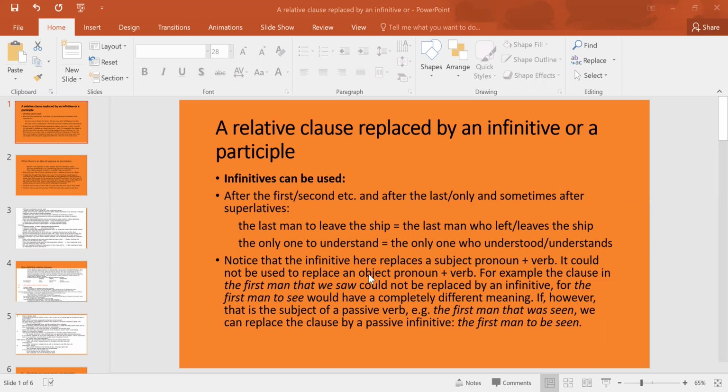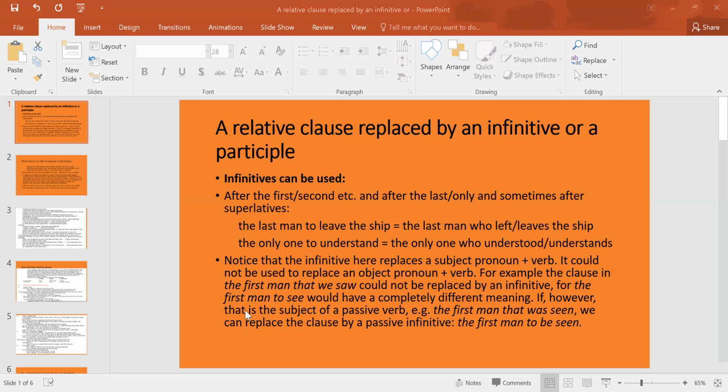Notice that the infinitive here replaces a subject pronoun plus verb. It could not be used to replace an object pronoun plus verb. All right. Although the infinitive can replace a subject pronoun plus verb, here this is a subject pronoun. Who is a subject pronoun? Here, who is also a subject pronoun. All right. So the infinitive can replace them. However, if there is an object pronoun plus verb, the infinitive cannot replace them.